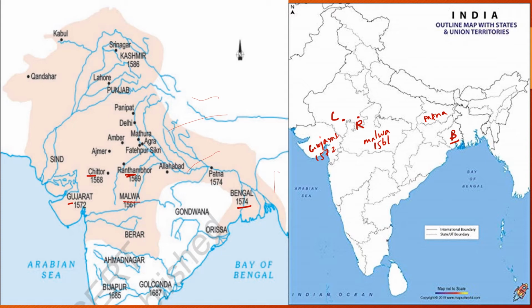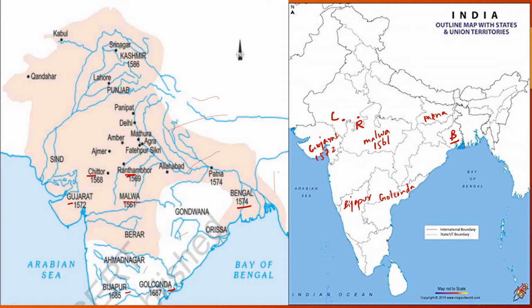Clear? Yes. So you can come here, this region where Golconda will come. Golconda will come in this region. And Bijapur comes in this region. Clear? So this is about the places. According to the years, you should be remembering it.